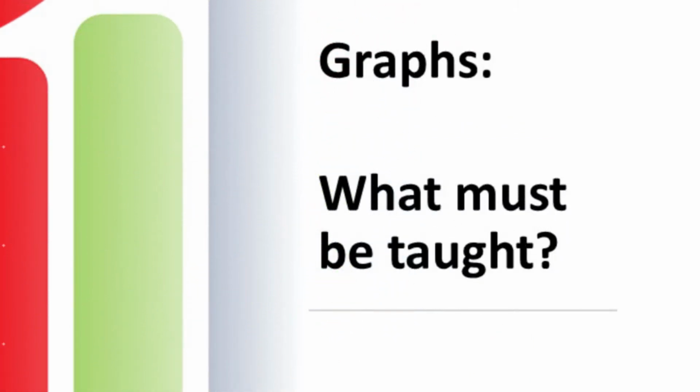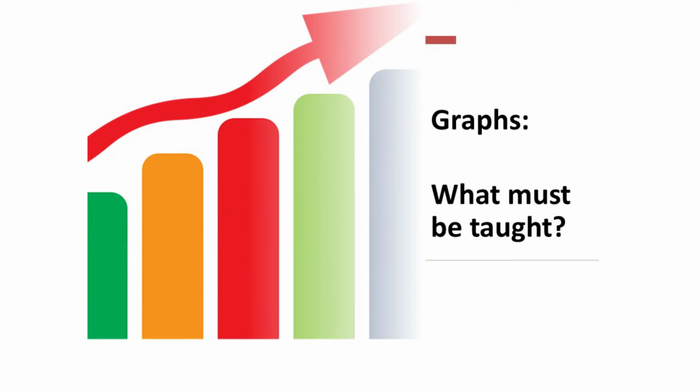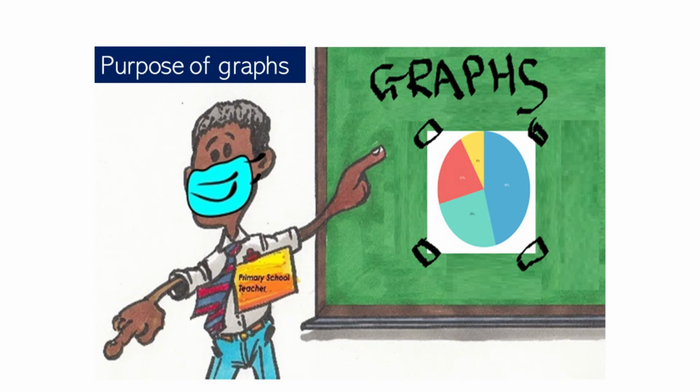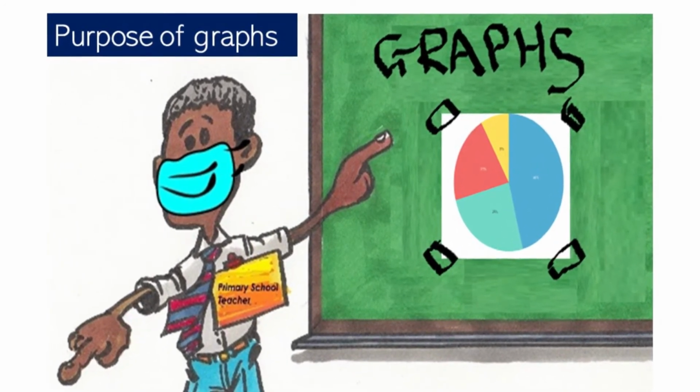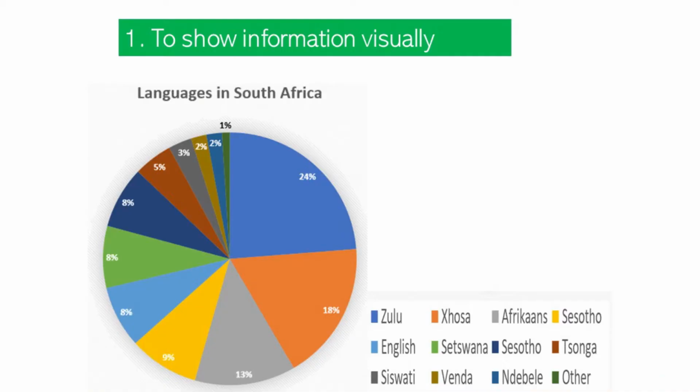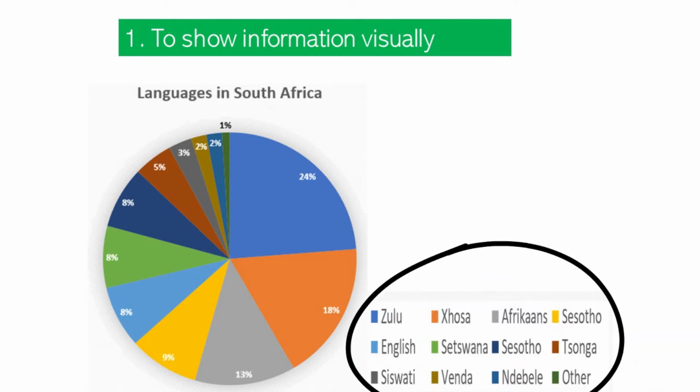In this video, we will guide you on how to help learners interpret data with specific reference to the use and drawing of graphs. In order to be able to teach graphs, we must first clarify the purpose of graphs and charts. Graphs are used to show information visually.